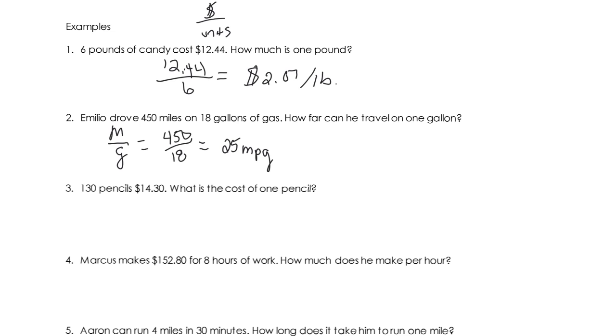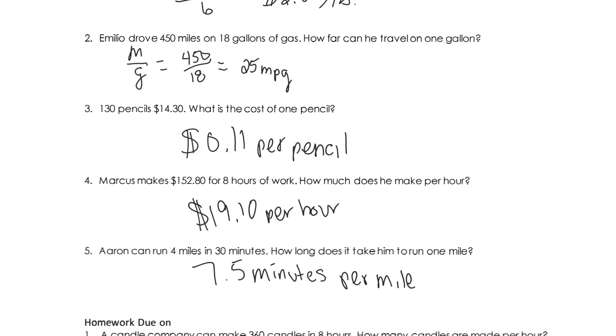All right, I want you to do 3, 4, 5. So take a moment, pause, and do 3, 4, and 5. All right, so hopefully what you've done is just do 1430 divided by 130, 152 divided by 8, and 30 divided by 4. Okay, and you got those following answers.